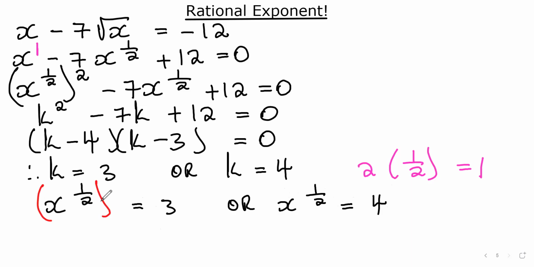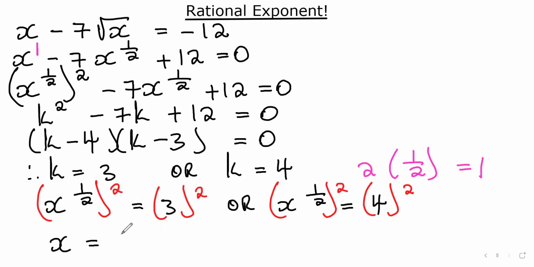Then in order to solve for x, we just need to square on both sides, all right? Yes. And after successfully squaring on both sides, then it means x will just be 3 squared, which is 9, or x will be 4 squared, which is 16.